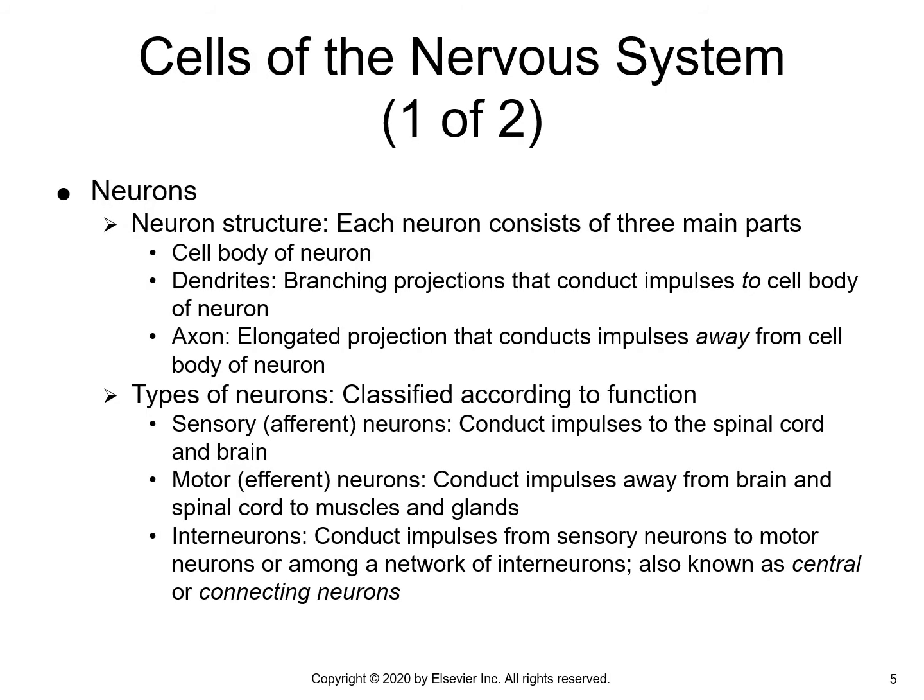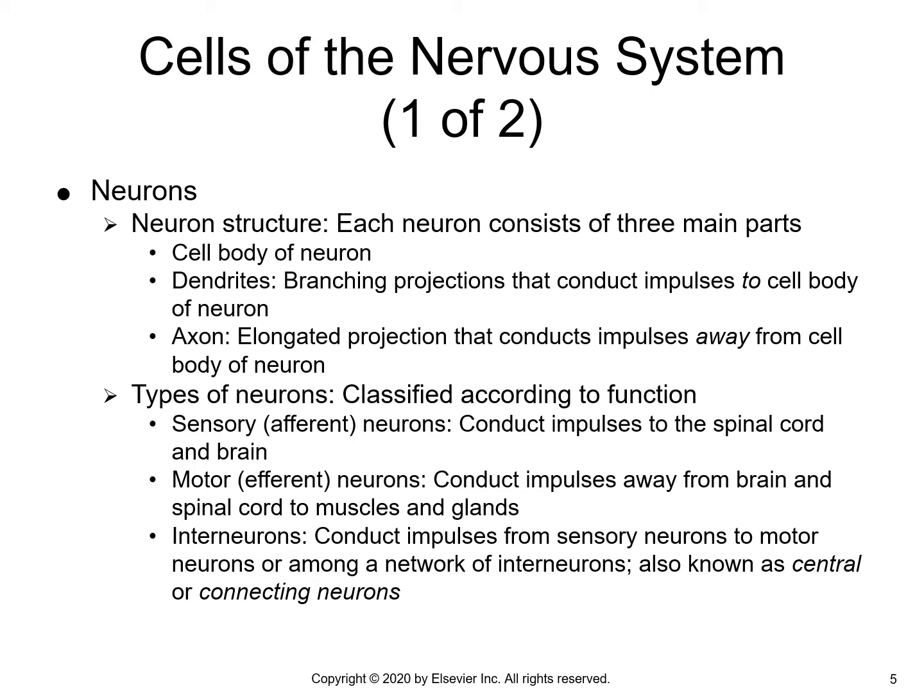Okay, first we're going to talk about neurons. Neuron structure. Each neuron consists of three main parts: the cell body of the neuron, the dendrites, which are branching projections that conduct impulses to the cell body of a neuron, and the axon, an elongated projection that conducts impulses away from the cell body of the neuron.